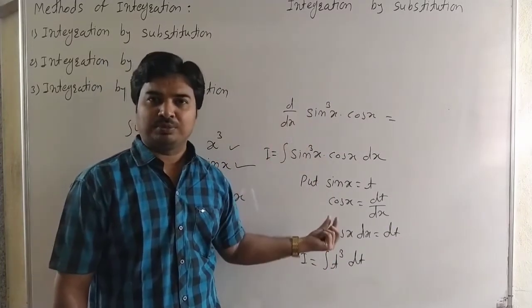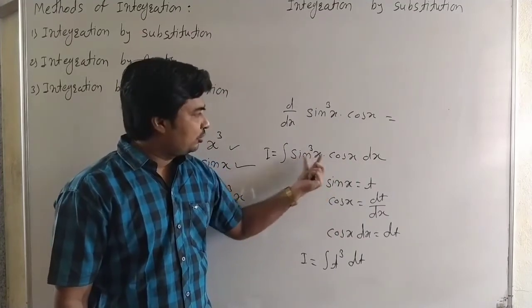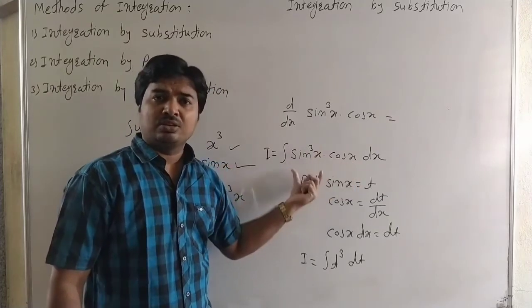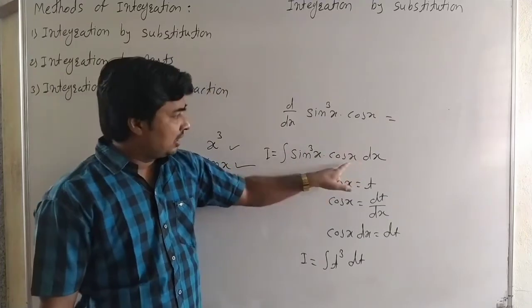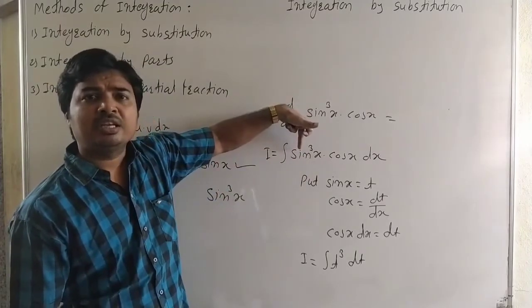Here both functions were present, sin cube x and cos x, that is sin cube x cos x. In that, sin cube is a composite, so here we put sin x equal to t.